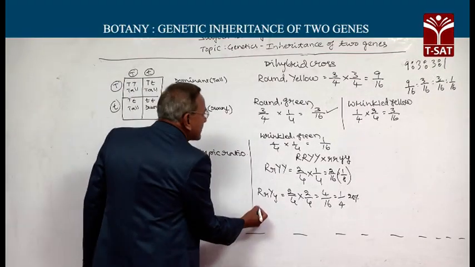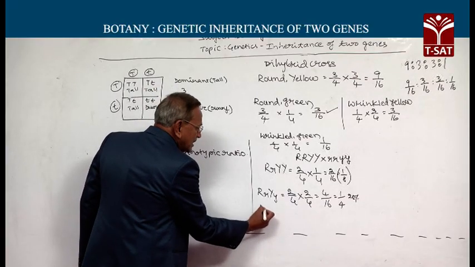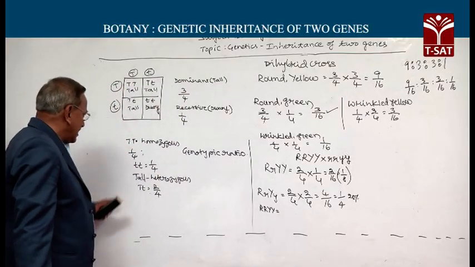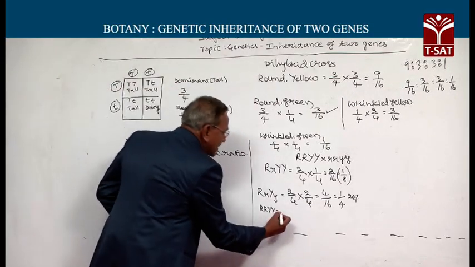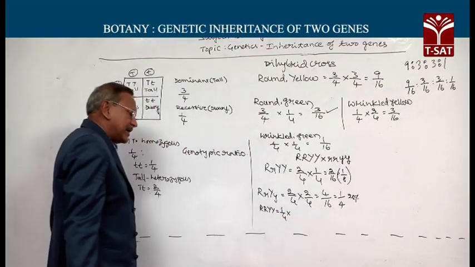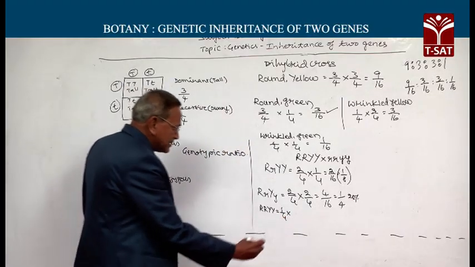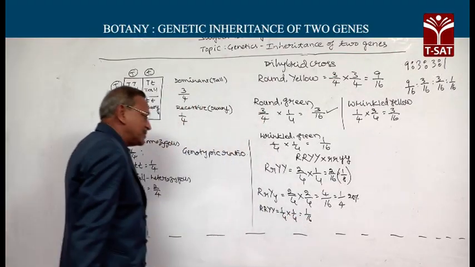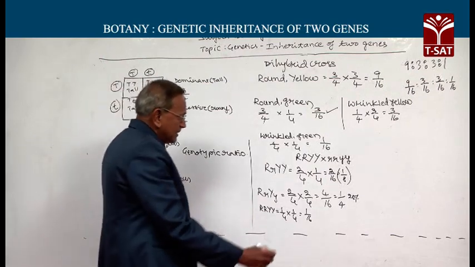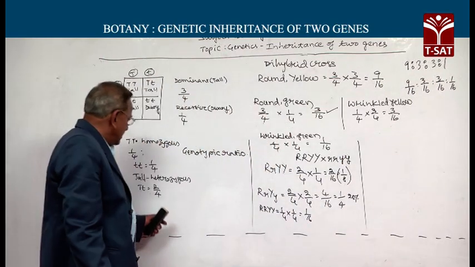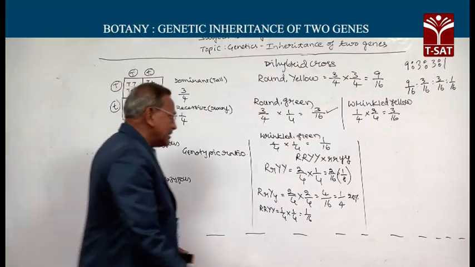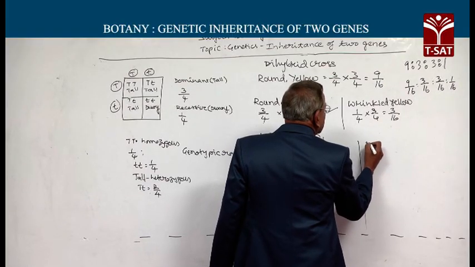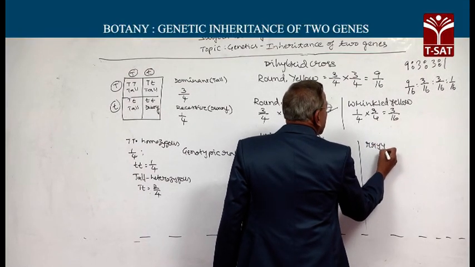Now let us consider capital R, capital Y. Capital R is homozygous, so this requires a fraction of 1/4, and capital Y is also homozygous. This requires another fraction of 1/4. So only 1 out of 16 progeny is like this. If we try to find out other such progeny, any genetic recombination, any combination of genes, let us go for small r, small y.